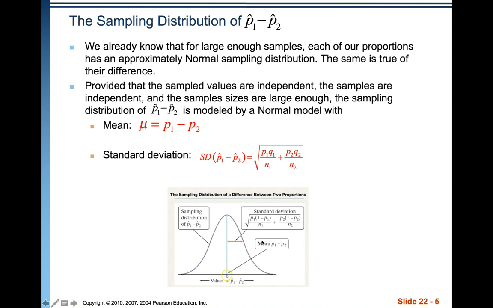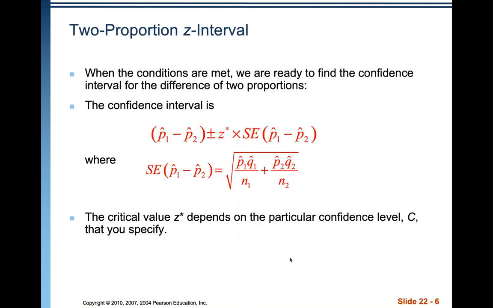Now, when we are conducting a confidence interval, we are trying to estimate what that mean difference is, so we don't know what the center is. When we are conducting a hypothesis test, typically we are testing to see if there's a difference in the proportions or that one proportion is greater than or less than the other. And so the null is going to be that there's no difference. And so the mean, if there's no difference, is going to be 0. So that's just something to keep in mind.